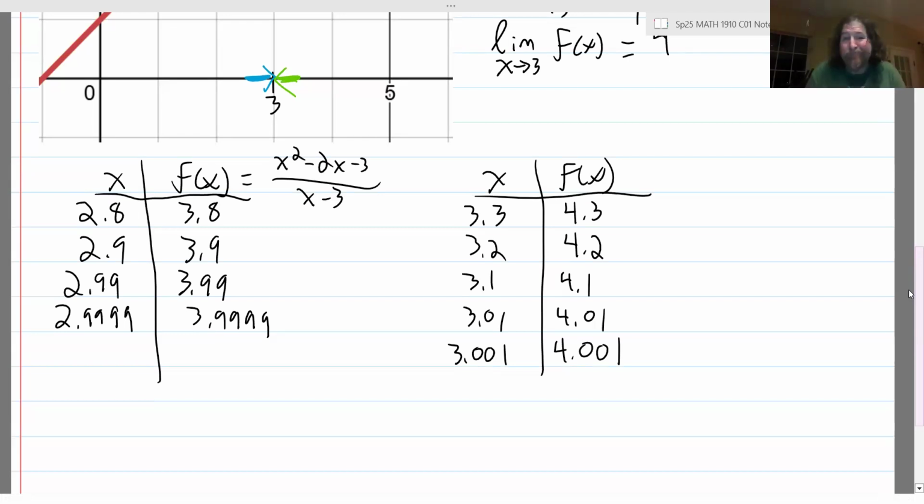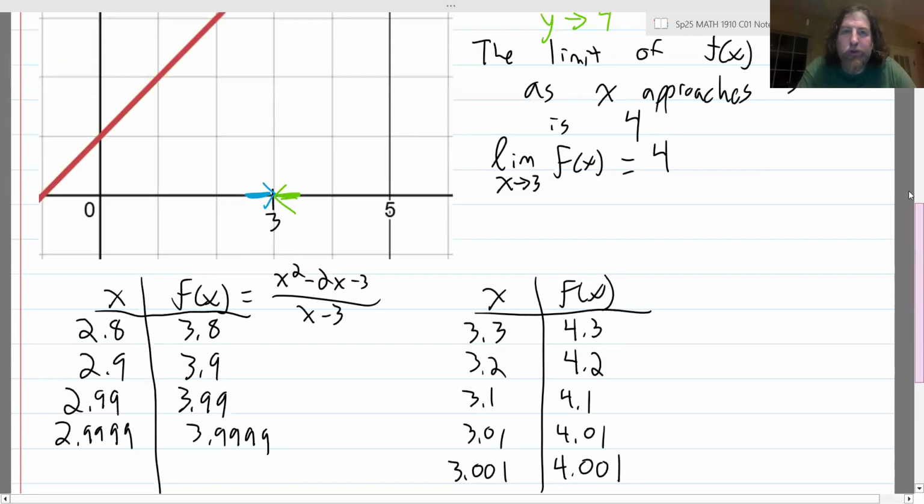In this case, pretty obviously approaching 4. But sometimes the thing that they're approaching is actually the square root of 17, and you're not going to recognize the square root of 17 with a table of values like this. So there are limitations to using a table of values.